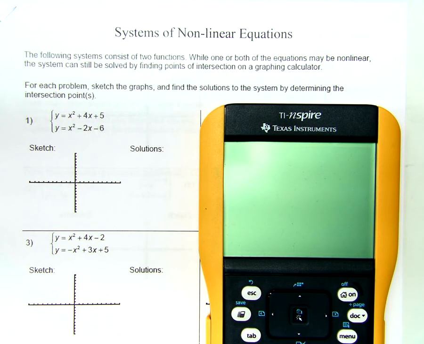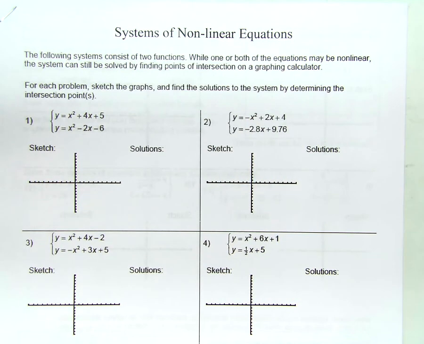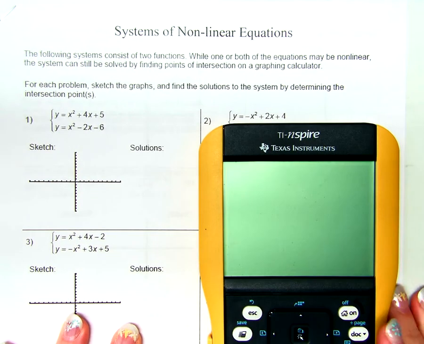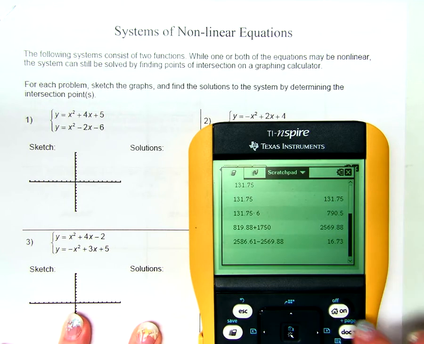If you'll remember that from either in class or from the video that I'm sure you went home and watched last night. I really hope you did, because you're going to need to know how to do that stuff today. All right. On the first part, it says for each problem, sketch the graphs and find the solutions to the system by determining the intersection points. This is just basically, do we know how to use the calculator?